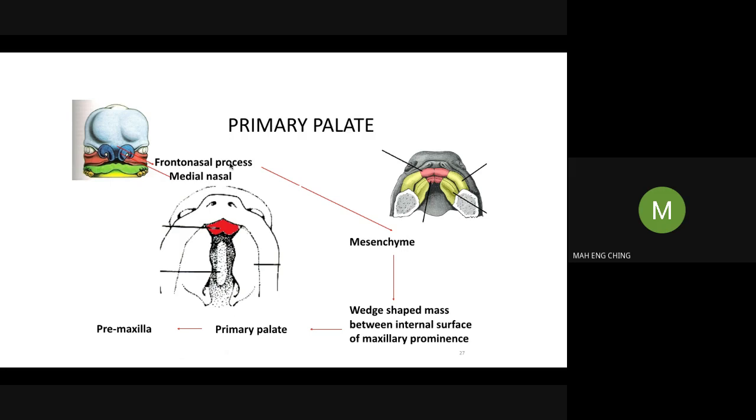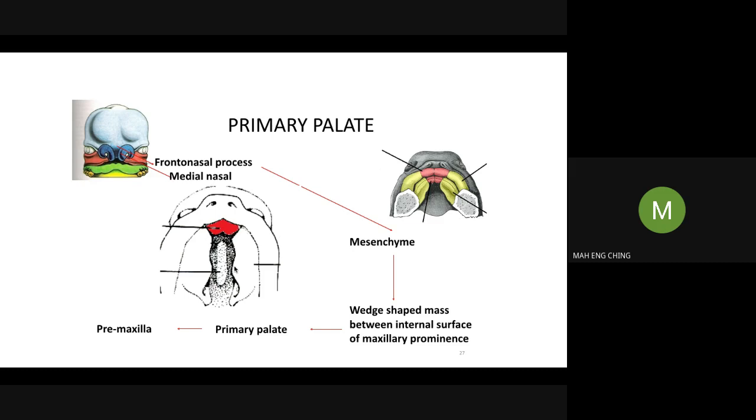This is all formed by mesenchyme cells, then later it becomes a wedge-shaped mass between the internal surface of the maxillary prominence. That becomes the primary palate, which forms the premaxilla. So this red color will form the premaxilla, which is the primary palate.